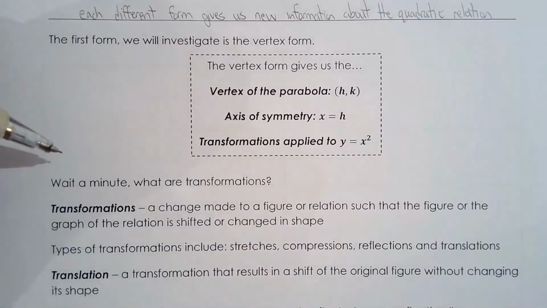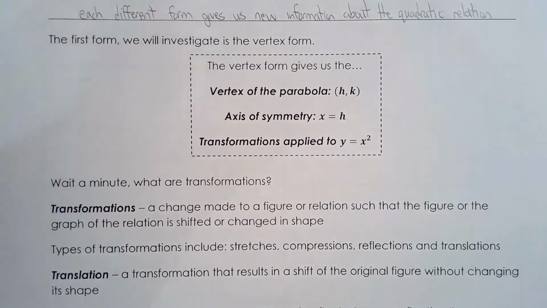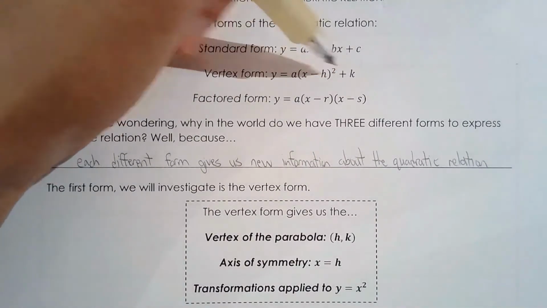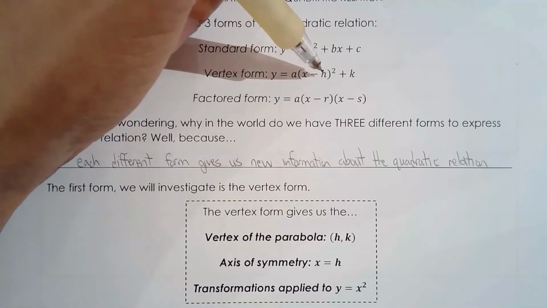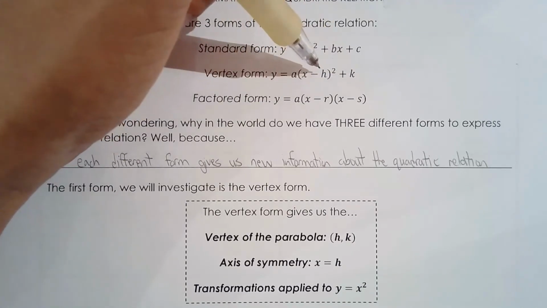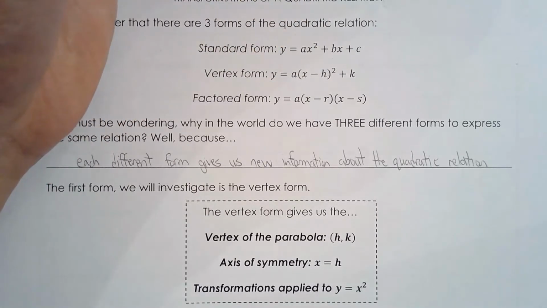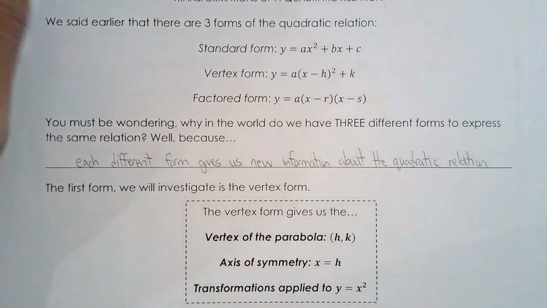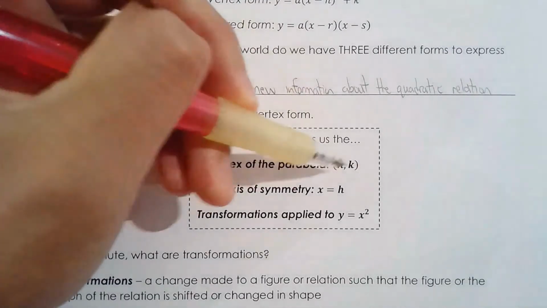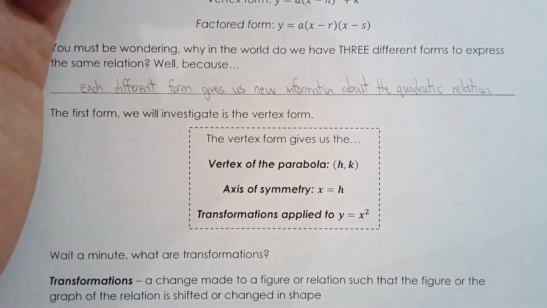The vertex form, what does it give us? Well, surprisingly, it gives us the vertex of the parabola. So it's not a coincidence that the two letters we chose here for our constants, or for our parameters, are h and k. What did we see h and k as earlier? Yes, h and k were the letters we chose for the vertex. So (h, k) actually represents the vertex of the parabola. And if (h, k) is the vertex of the parabola, then guess what? The axis of symmetry is x equals h.